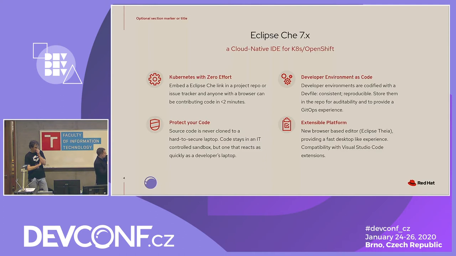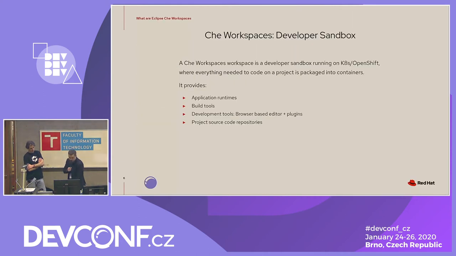Extensible platform: as I said, Eclipse Che is based on Eclipse Theia, which has great extensibility and plugin support with VS Code, so you can bring your extensions here and use the existing ones. It provides Kubernetes-based workspaces. What does it mean? It's a sandbox, and everything is running on Kubernetes and OpenShift, where you can combine application runtimes like Java, Node, and servers like Tomcat, and provide, as part of the workspace, build tools like Maven, Gradle, Node, and stuff like that.